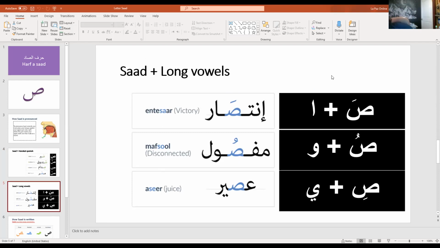Now sad with long vowels. So it's a sa with fatha plus alif would be sa. Saw. Not sa. Saw. Okay. For example, intisar. انتصار. Yes, أحسنت.